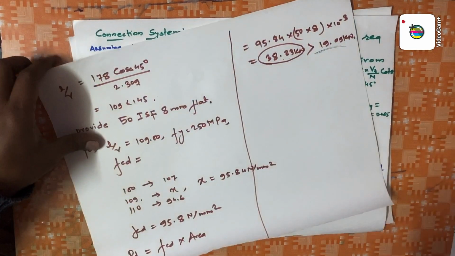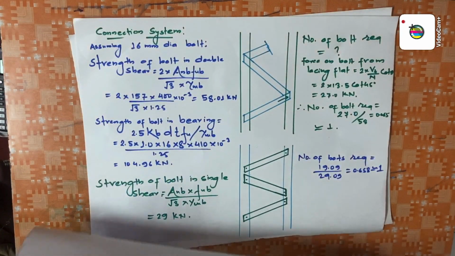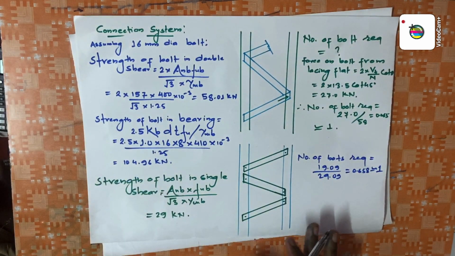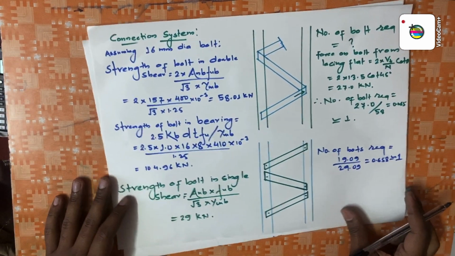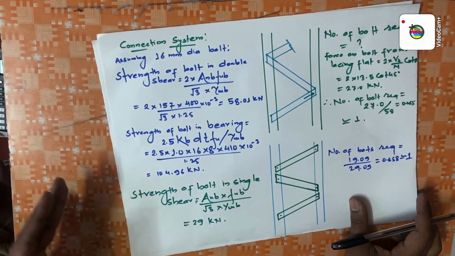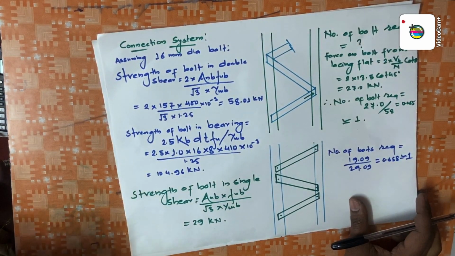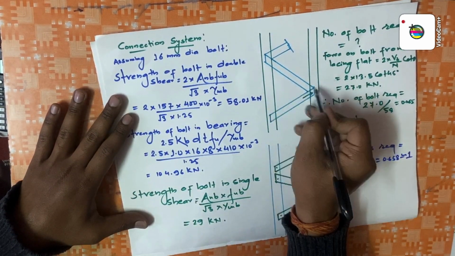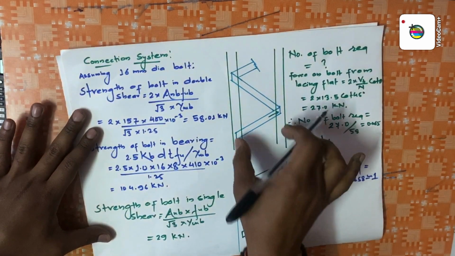Fine. So let's go for further calculation, which is the final step and final procedure. That is the connection system. For the connection system, I already explained that I assume a 16 mm diameter of bolt. So it's just the lacing bar placing, you can see in this figure.